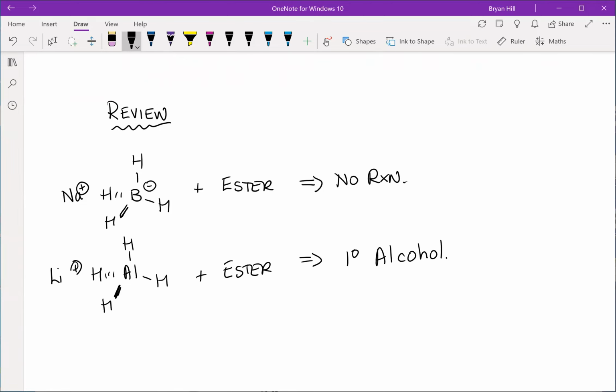Just keep that in mind. Now, so, right. So this is the reduction side. The other side was the oxidation.